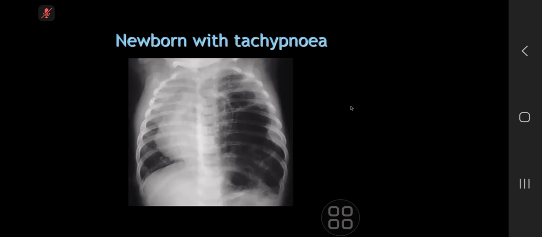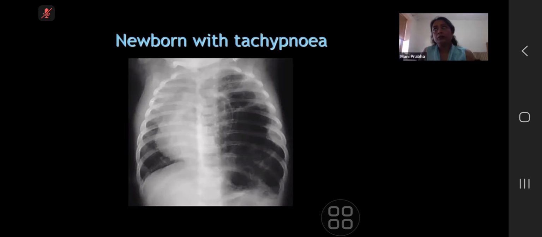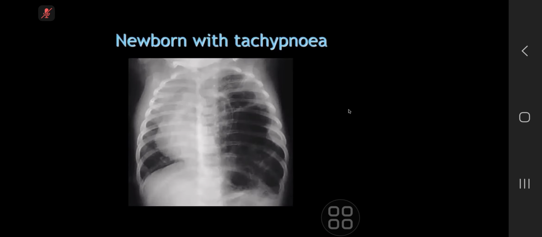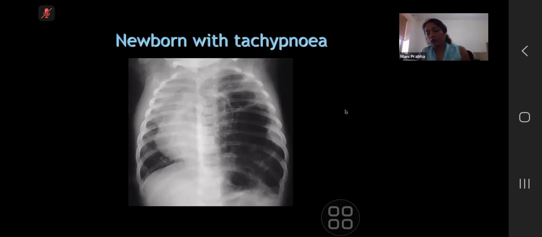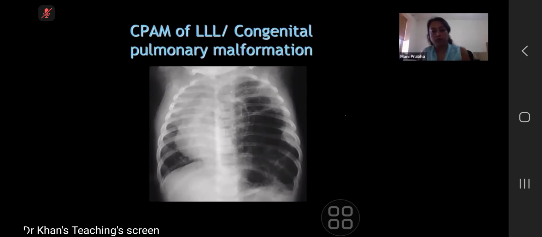I think it's the lower lobe. I think the left lower lobe. Super. And how many types of CPAM do you know of? Oh, I believe there's a classification, but I don't know it off the top of my head. Not to worry. I'm just going to explain it in a few minutes.